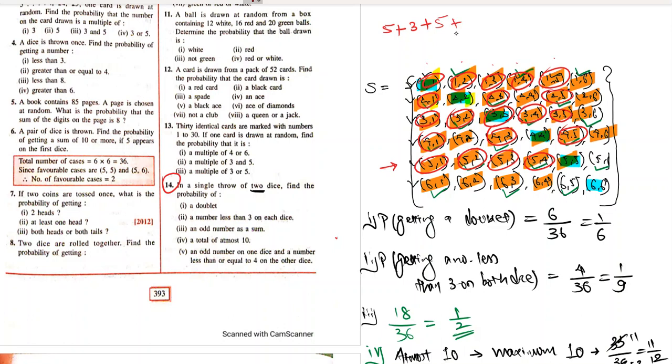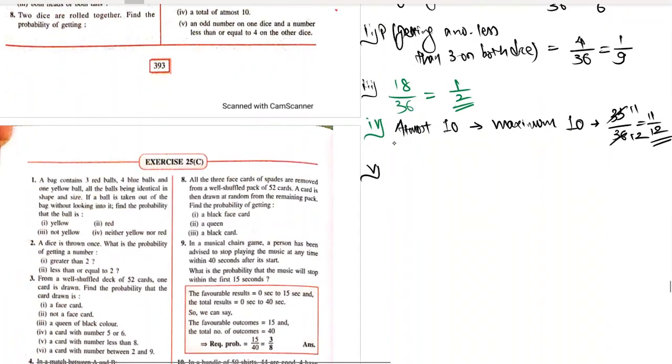Then 4 comma 1, 4 comma 3, 4 comma 5. Again 3. And in the fifth row 5 comma 1, 5 comma 2, 5 comma 3, 5 comma 4. There are 4. And in the last row there are none. So 5 plus 3, 8. 8 plus 8, 16 plus 4, 20. 20 such outcomes. And the required probability will become 20 by 36.